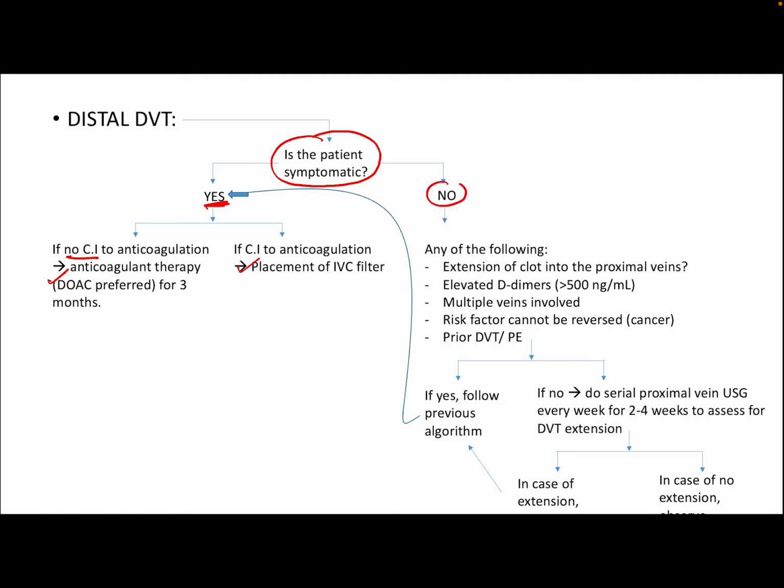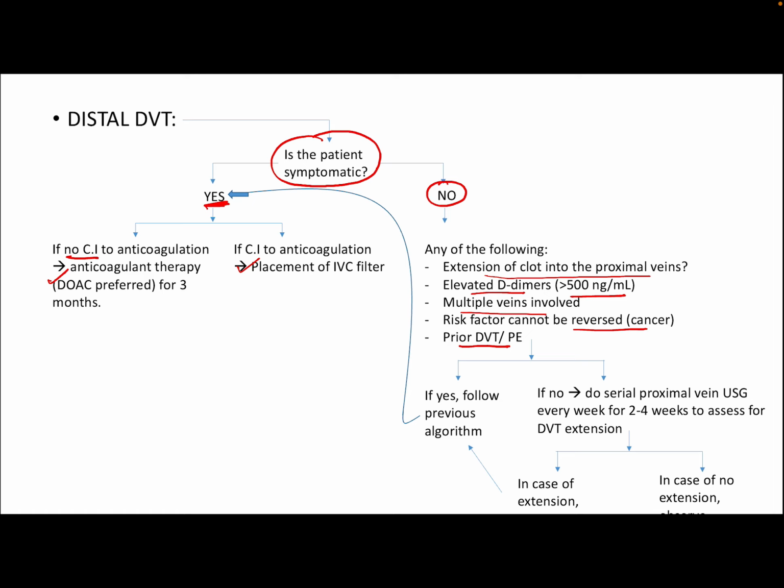But suppose the patient is not symptomatic, then you'll have to have certain other criteria before you start anticoagulation. For example, if there is extension of clot into the proximal veins, that means there is a high risk for pulmonary embolism. Or if the D-dimers were very elevated, like more than 500 nanogram per ml, or if there were multiple distal veins that were involved, or if it's a risk factor that cannot be reversed, like a cancer or any long-standing inflammatory condition, or if there was a prior DVT or pulmonary embolism, so the risk for recurrence is quite high. So in all of these conditions, the presence of these factors essentially increases the risk for either extension into the proximal veins or risk of recurrence.